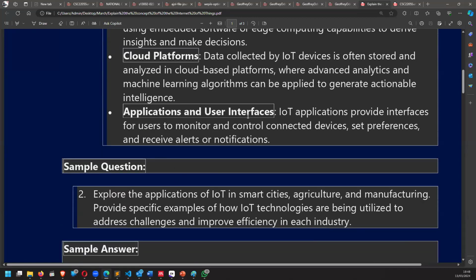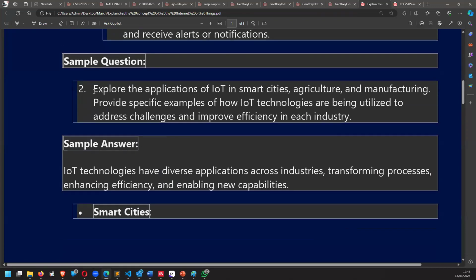Then applications and user interfaces. IoT provides an interface for users to control connected devices, set preferences, and receive alerts and notifications. That's also a good one. Then you can go to the next question.